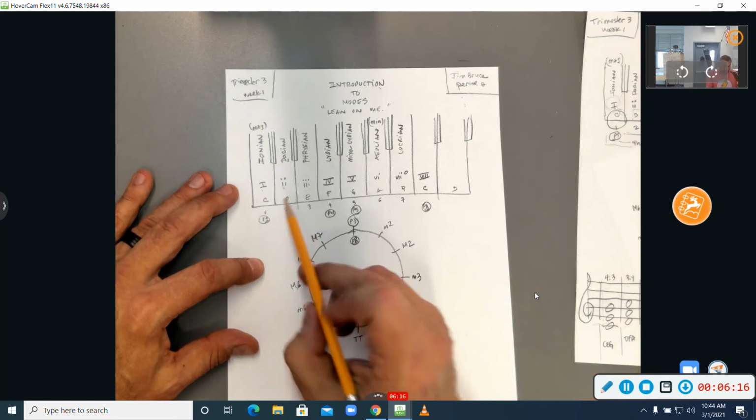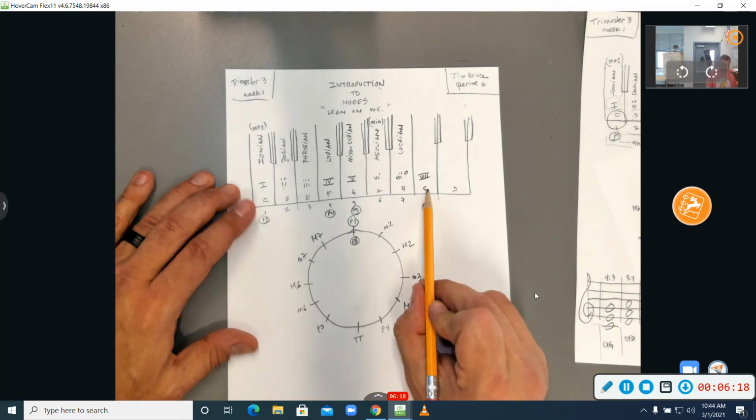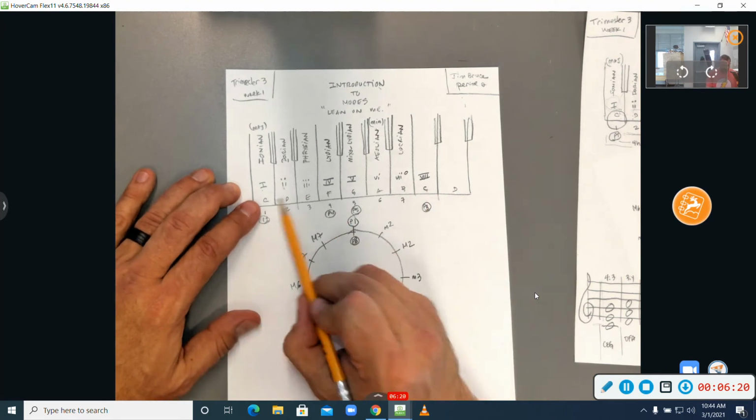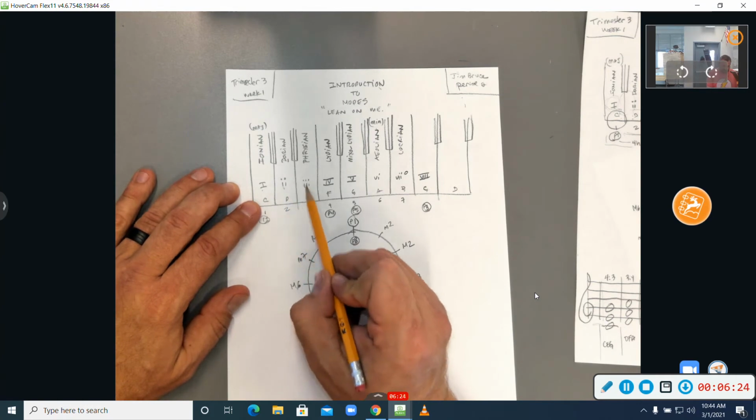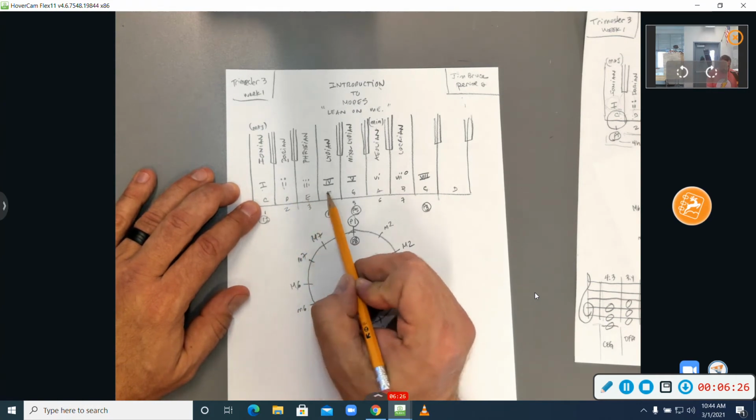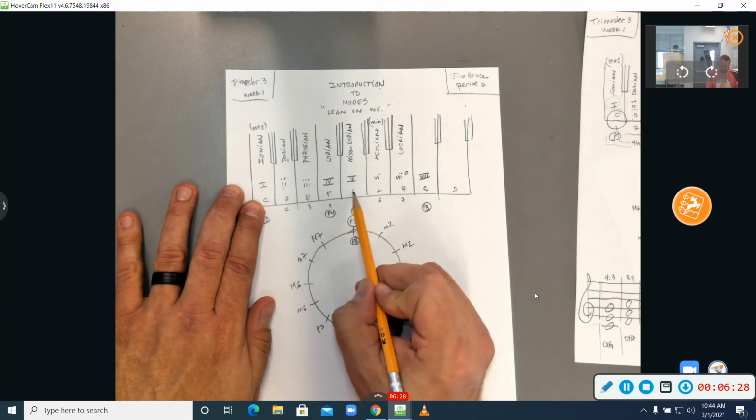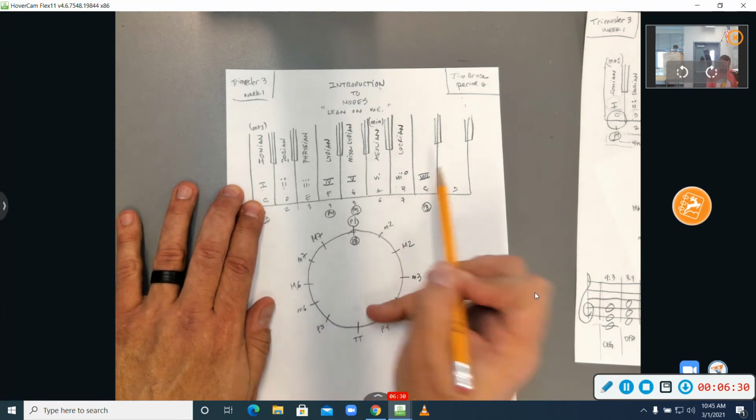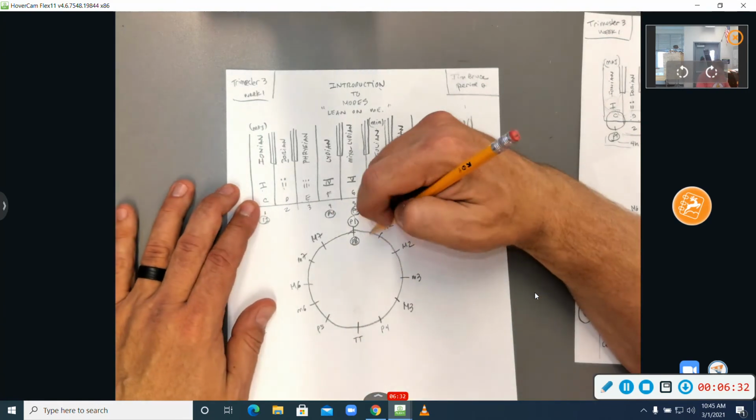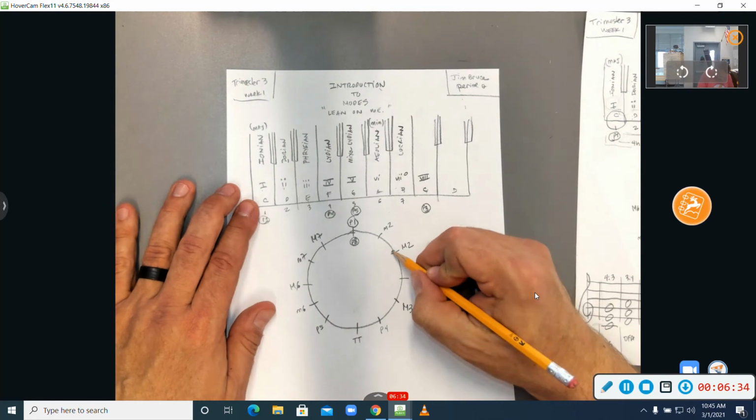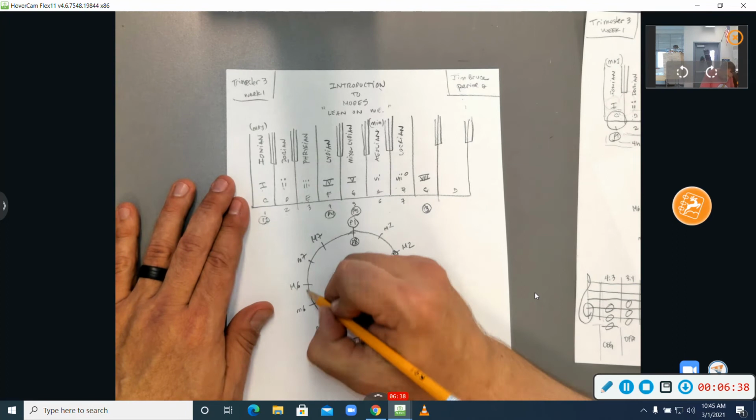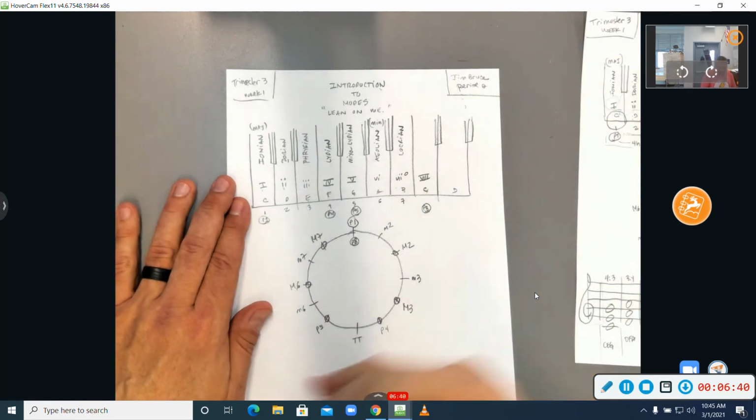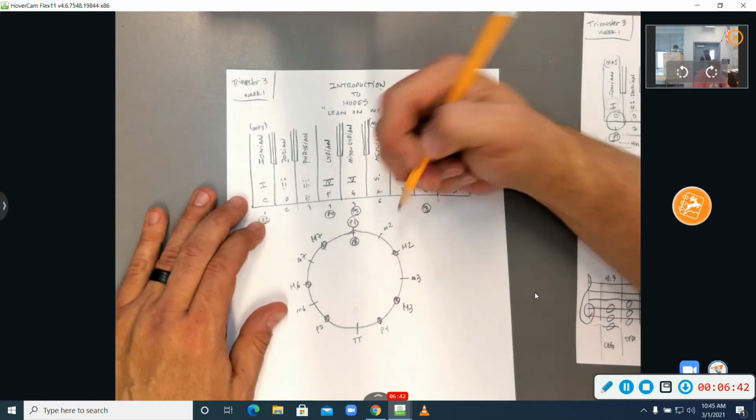Now, when we look at a C pattern from C to C, we have a whole step from C to D, a whole step from D to E, a half step from E to F, a whole step, a whole step, a whole step, and a half step. And that's what these modes are about. These modes are about taking this original pattern and then exploiting that pattern, but moving it and shifting it. That's what a mode is.